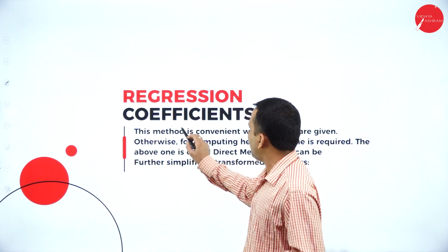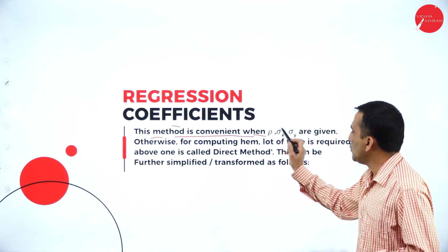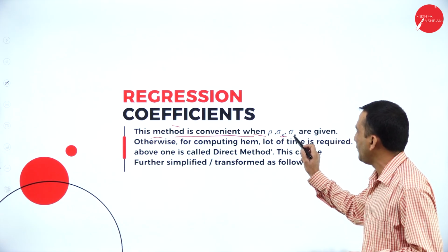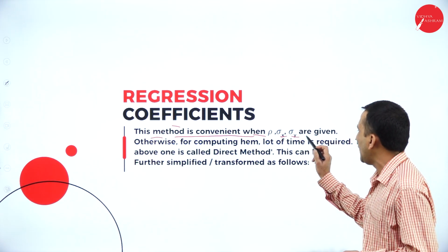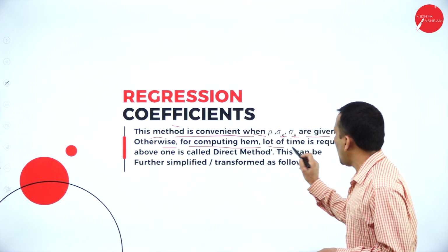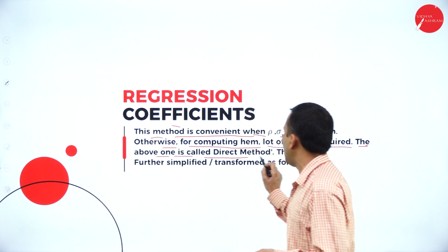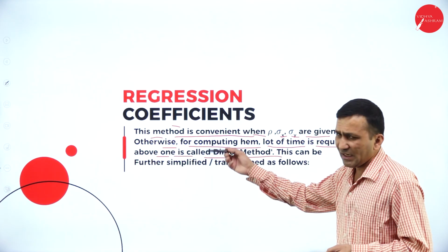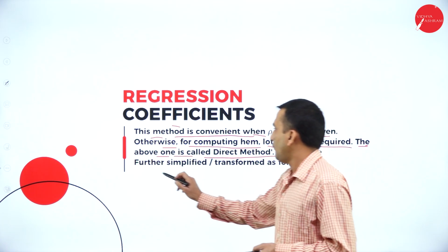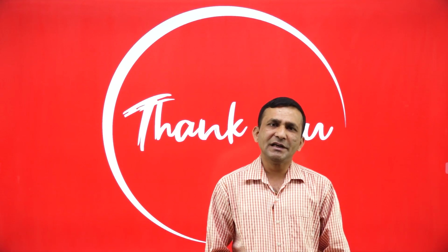And for the regression coefficient, this method is convenient when the r value is given and the standard deviations of x and y are given. Otherwise, computing them requires a lot of time. Okay, the above one is called the direct method. This can be further simplified or transformed as follows. Keep watching for the next section. Thank you.